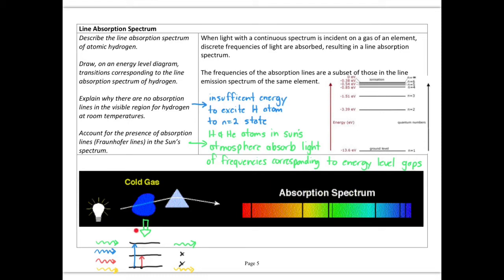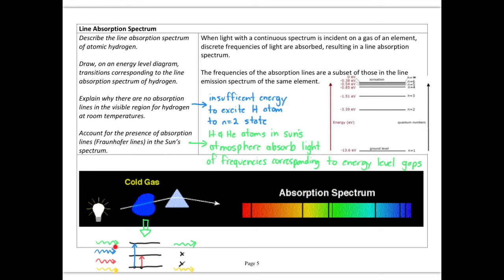If we've got our element here and it has these energy level gaps in it, and we shine white light that has a whole range of colours, if the light corresponds to an energy gap here, so it has to correspond to an energy level gap, then it will be absorbed by this atom and the atom will go into an excited state.